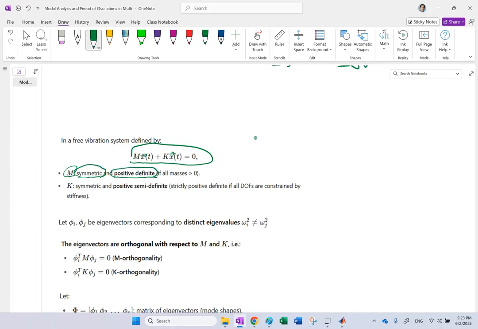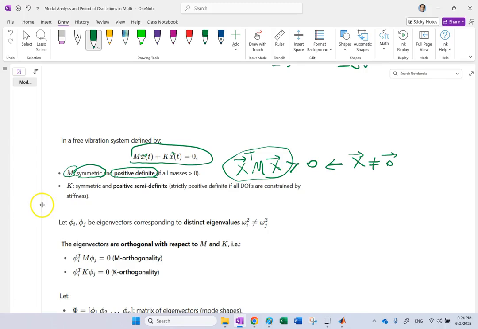What does positive definite mean? It means any vector x times M times x transpose, this quadratic form, is always going to be positive as long as that x is not equal to the 0 vector. So if you plug in any non-zero vector in this quadratic form, the answer is always positive. M is called positive definite.